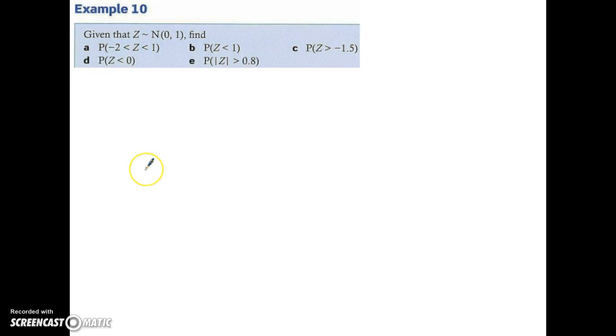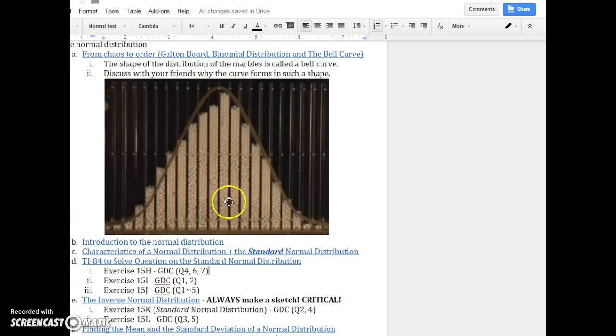Hi, in this video, I'm going to show you guys one example on the normal distribution. This is example 10 from chapter 15. It would be very helpful if you watch this video before doing your exercise 15H. After watching this video, exercise 15H should be okay. And I hope you guys have watched the videos that I listed over here.